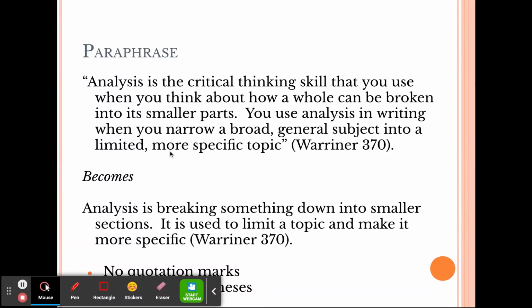It's the same original, but looking at the first sentence. Analysis is the critical thinking skill that you use when you think about how a whole can be broken into its smaller parts. You use analysis in writing when you narrow a broad general subject into a limited, more specific topic. Now, this is the original, the top part, so it has quotation marks, but now I'm going to put it in my own words. Analysis is breaking something down into smaller sections. It's used to limit a topic and make it more specific. I put it in my own words. I don't need quotation marks. It's still Warner's idea, so I still include the last name, page number with a period on the outside.